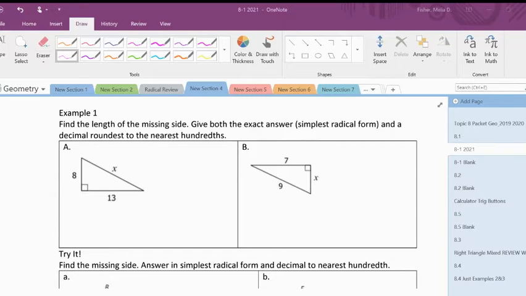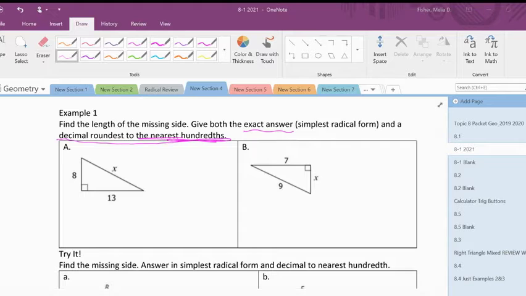Geometry 8.1 Example 1 asks us to find the length of the missing side. Give both the exact answer and a decimal rounded to the nearest hundredth. So we need nearest hundredth, that's 2 decimal places.